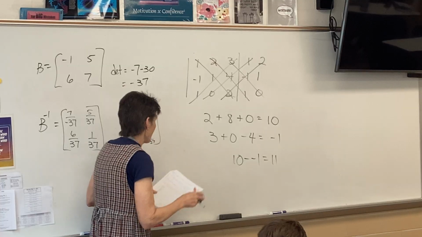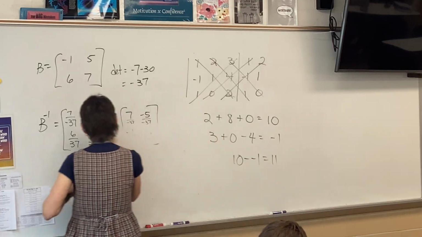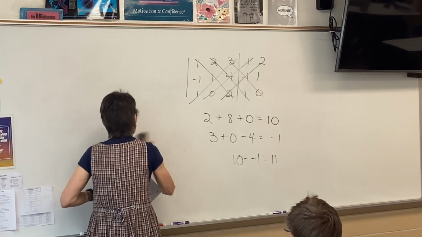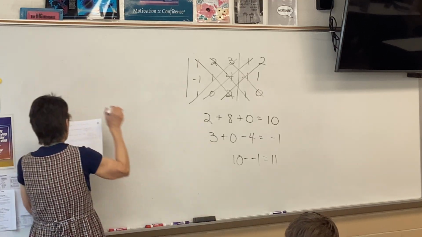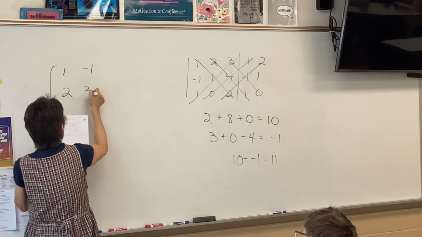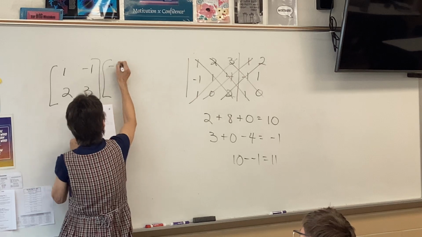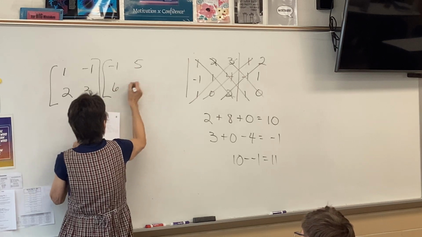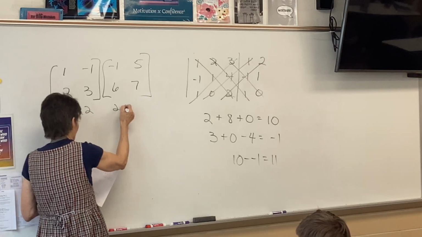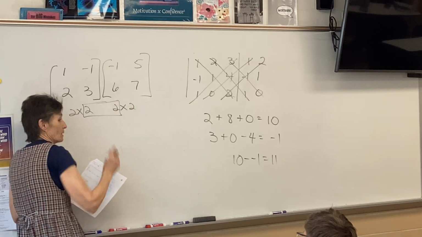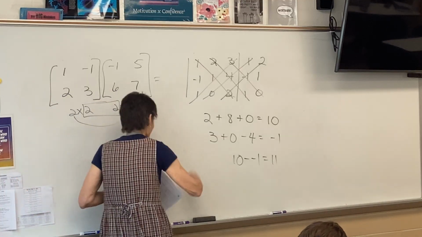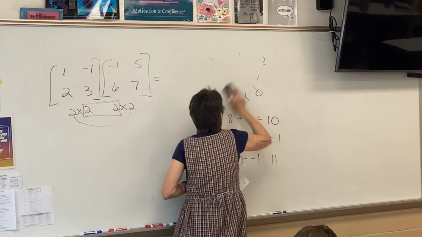Can I multiply? Can I multiply A and B? Yes, because with multiplication, they don't necessarily have to have the same dimensions. They don't have to be square. What is the rule for multiplying? The middle two. The middle two have to match, and then the outside two tell us the dimensions of our answer: a 2 by 2.